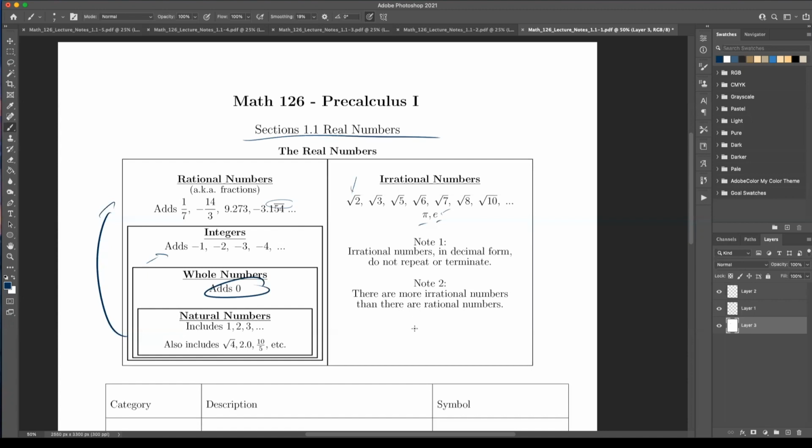So there's a couple notes. Irrational numbers do not repeat or terminate. Anytime it repeated, you could write it as a fraction. And there are a lot more irrational numbers than rational numbers. In fact, there's a magnitude of infinity more irrational numbers than rational numbers. And a real number is either rational or irrational.